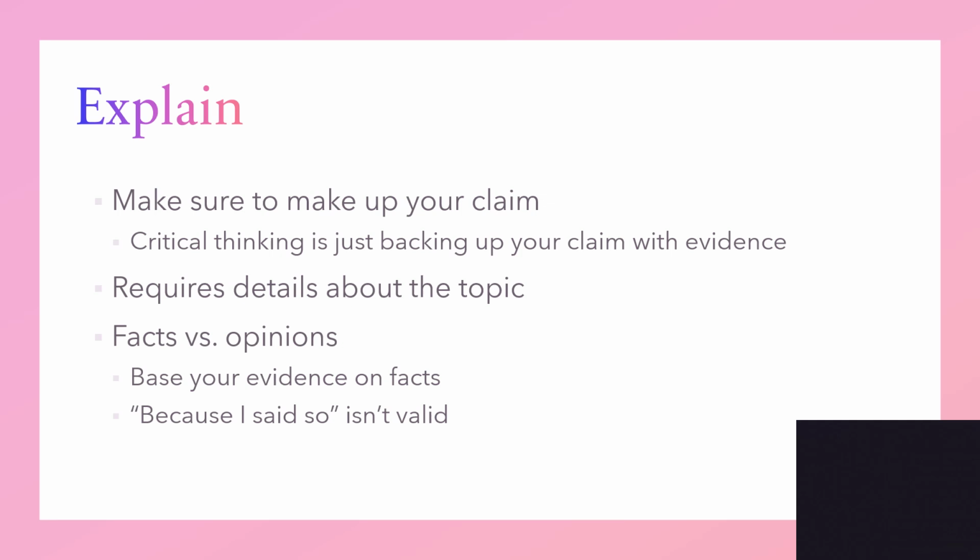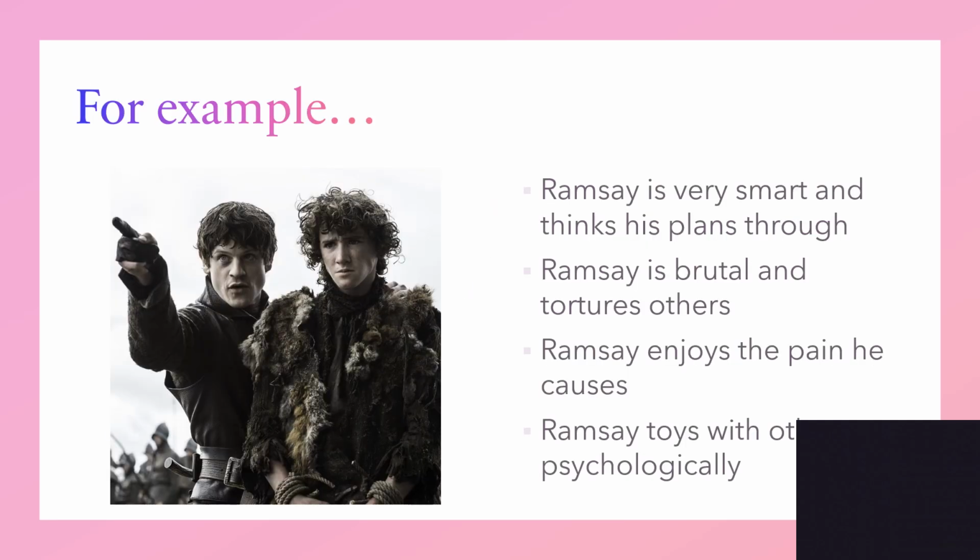So in our example, we already said that Ramsay Bolton is, I think, the best villain, and I think the best villain is smart and cruel. So, what makes Ramsay smart and cruel? Ramsay is smart, and he thinks his plans through, right? He thinks everything through. He's brutal and tortures everyone else. He enjoys causing pain, and he likes to toy with others psychologically. There's the physical torture, but there's also the psychological element of it.